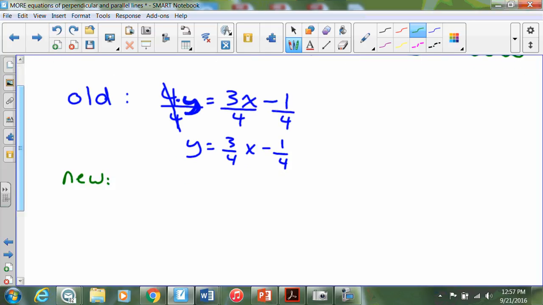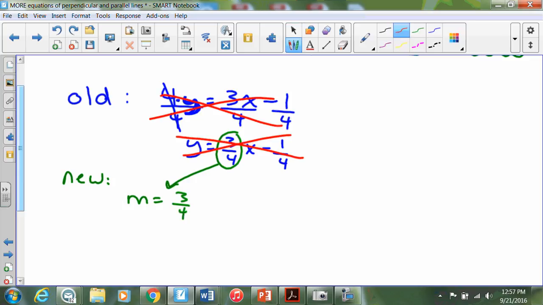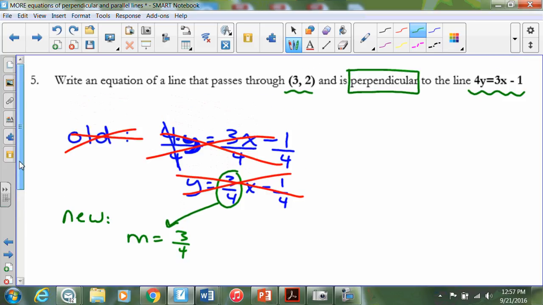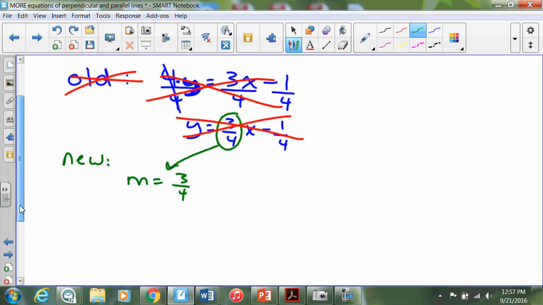So finally, now for our new equation, we're going to look at the old equation, and we're going to steal the slope. So I'm going to take this as the slope, 3/4. I'm stealing it. And when I steal it, am I done with the other one? Yes, no more old. I'm done, no more old. Don't look back at it. Just move on. But I stole the slope, which is 3/4, but that's not really the slope because it's perpendicular. If it was parallel, I would be done, right? Parallel, we just steal the slope and use it.